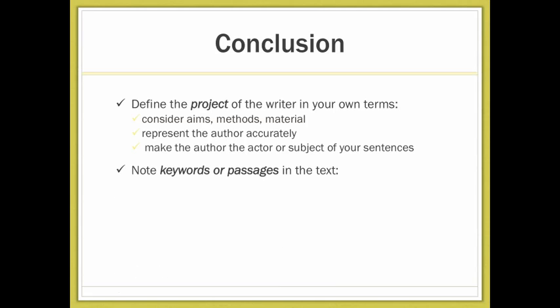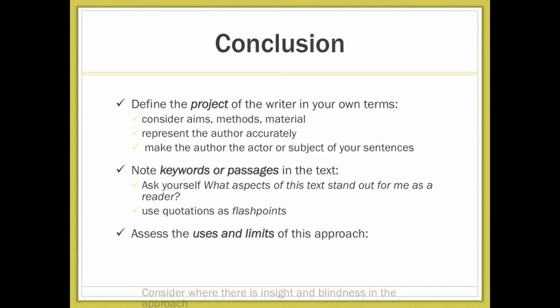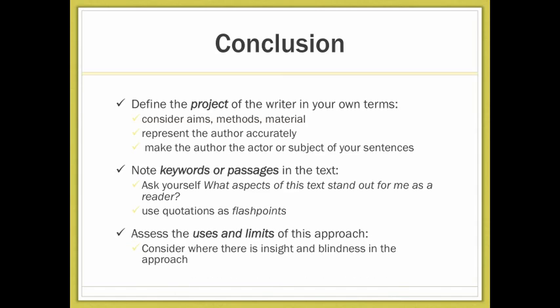His second point, that we note keywords or passages in a text. He elaborates that by suggesting that we ask ourselves, what aspects of this text stand out for me as a reader? That's a process of our own comprehension, and then from our comprehension we select those keywords and passages. And that we use quotations as flashpoints. And then his final point is that we assess the uses and limits of the approach of the author, and we do that by considering where there is insight and blindness into the approach.